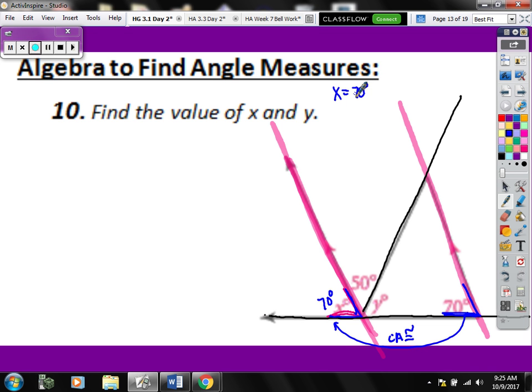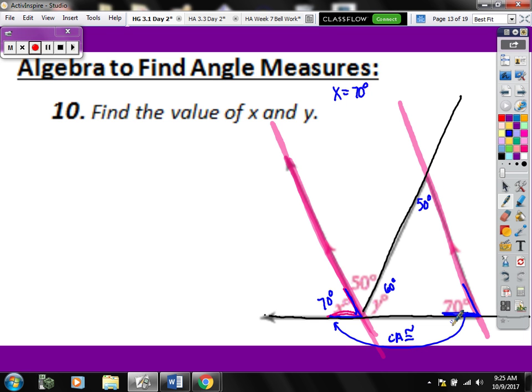What would y have to be? There's 2 ways to find this. Brett? 60. Yes. How'd you figure it out? I knew that the top, I used alternate interior angles? Yeah. So use alternate interiors to copy 50 up here, and then you did triangle sum?